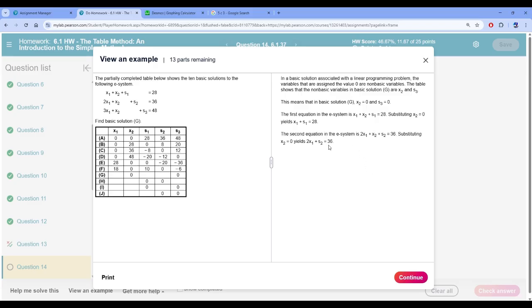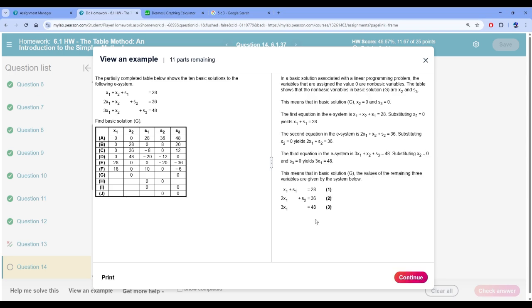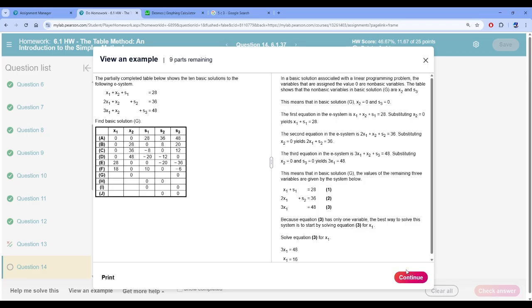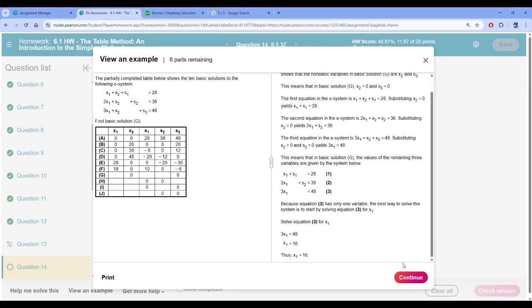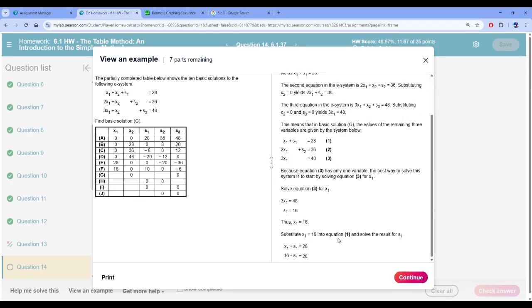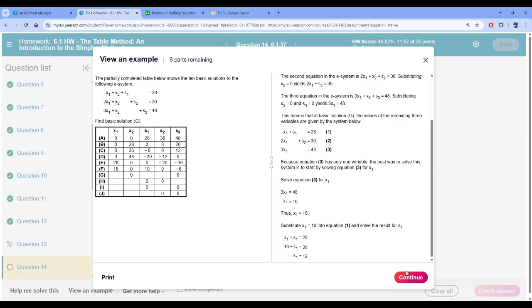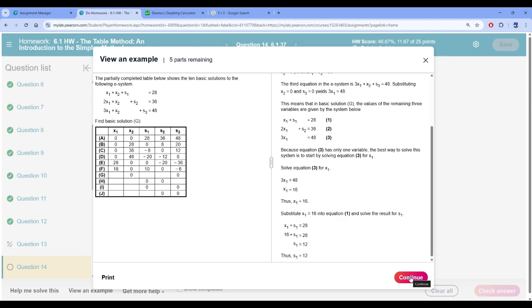The second equation gives me that. The third equation gives me that. That means that because equation 3 has only one variable, the best way to solve this system is to start by solving equation 3 for x1. And you get x1 is equal to 16. Substitute x1 into equation 1 to solve for s1. S1 is equal to 12.